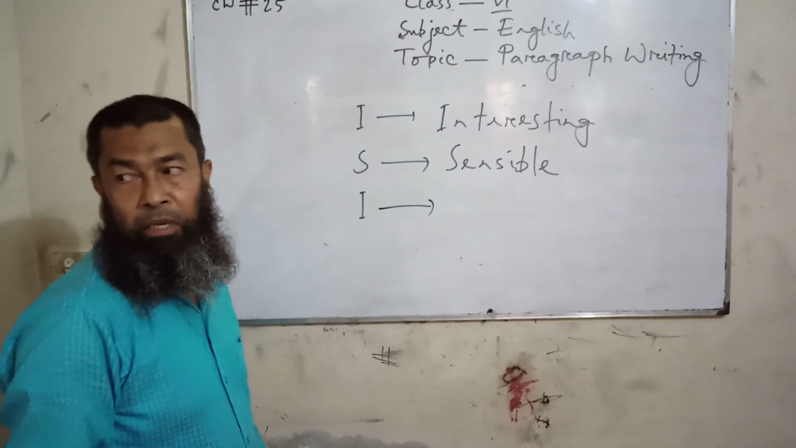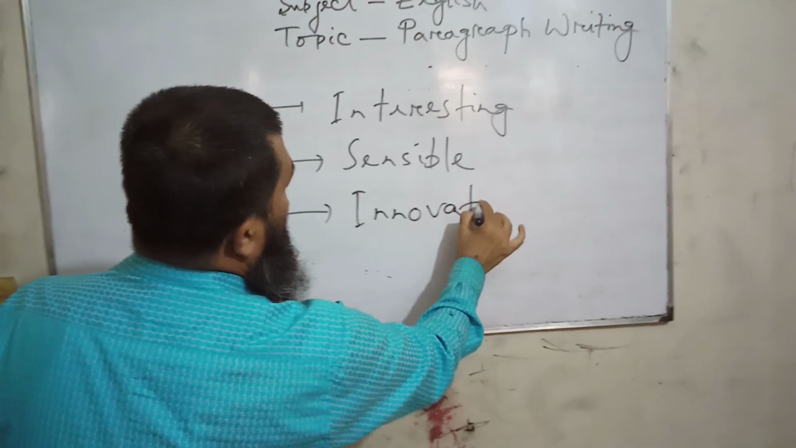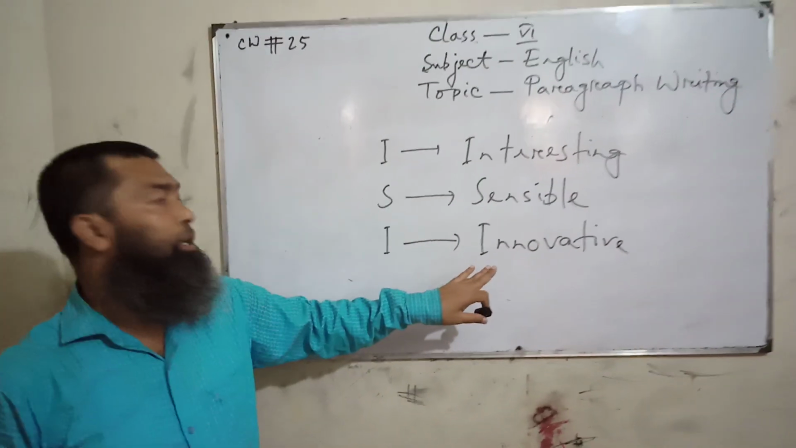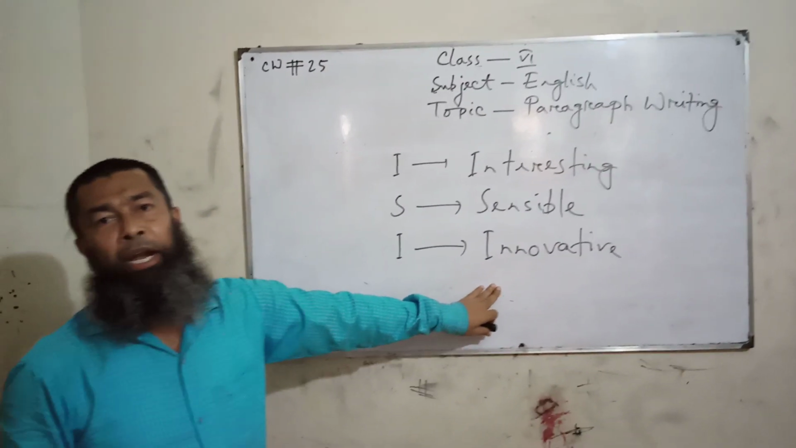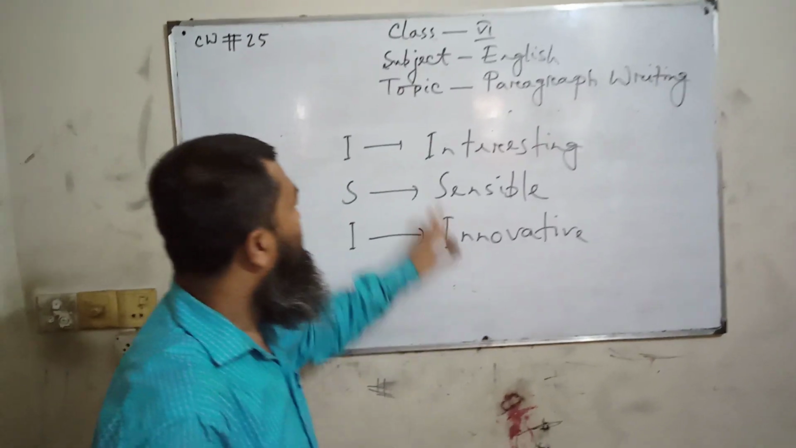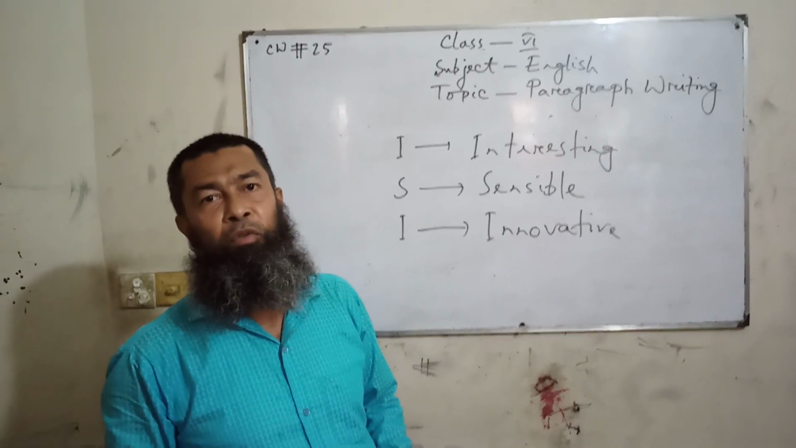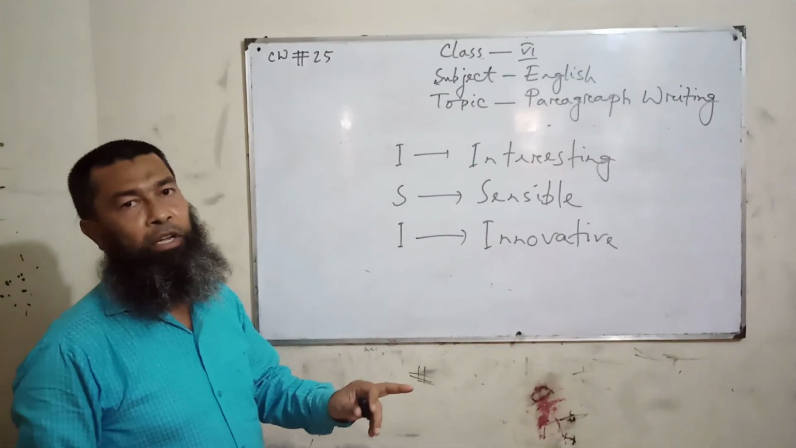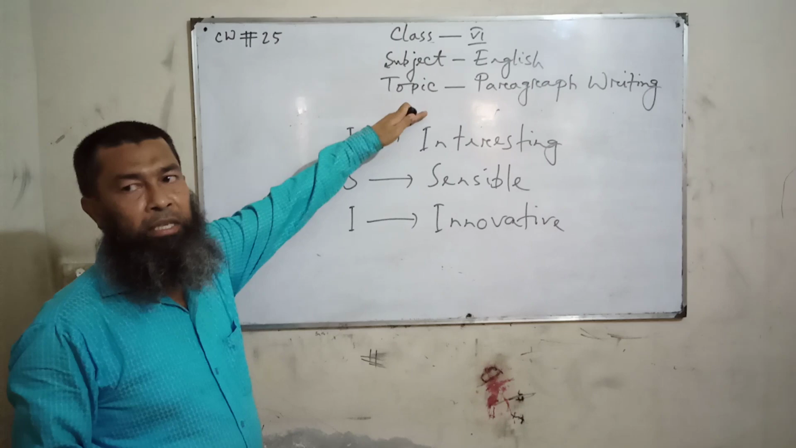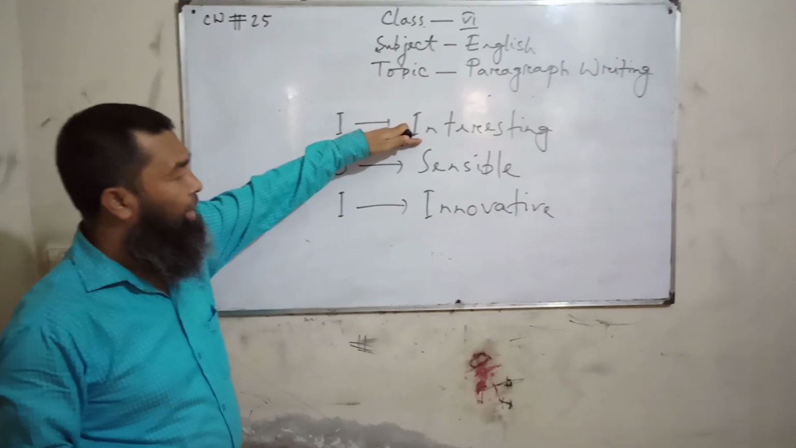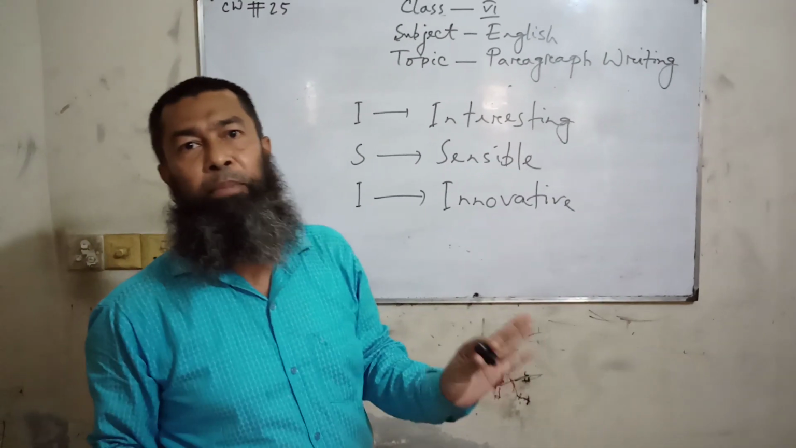Last point is innovative. So your writing should be innovative. That means new writing. You have to add new information in your writing for getting good marks. So this is a very important factor everybody should follow at the time of writing paragraph or any writing. ISI means your writing should be interesting, it should have good sense, and it should be innovative writing. I think everybody has understood how to write a paragraph.